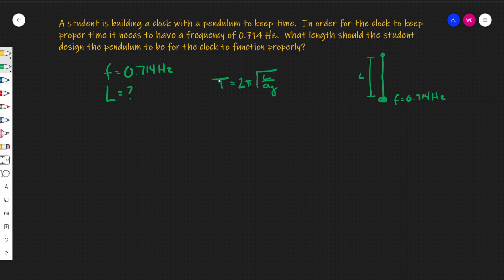Okay, so let's see. Will this equation work? Well, it has length, so that's good. Acceleration due to gravity, I told you, and we have written down, is always, until we learn otherwise, 9.81 meters per second squared. This is just a constant that we have, and it is on your equation sheet. Length is what we're looking for, so that's good. But period, I don't have period.